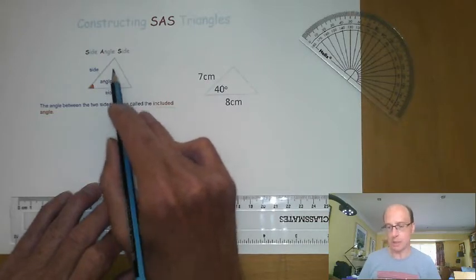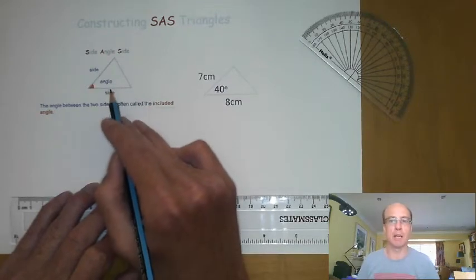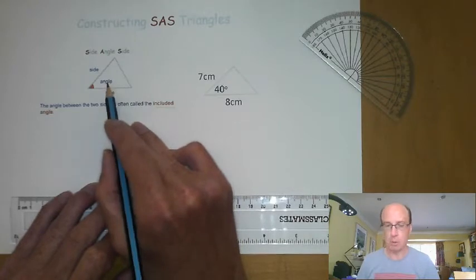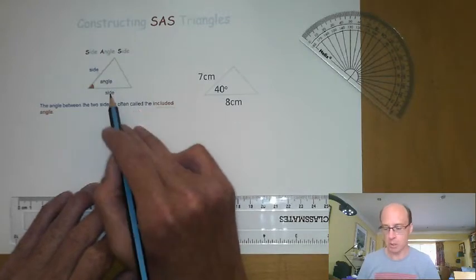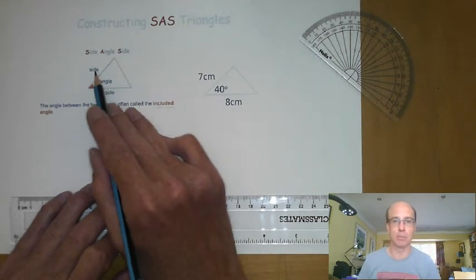If the angle is one of these other two up here, it's not sitting between the two sides that we know the length of, then we're not going to be able to construct our triangle. So it's really important that that angle sits between the two, so you have a side, angle, side, SAS triangle.